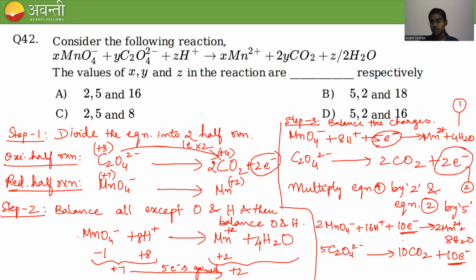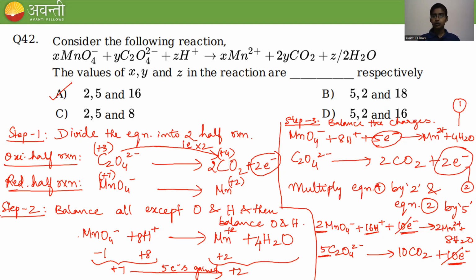So from these two equations, cancel the terms which are common to each other. That is, 10 electrons get cancelled and the remaining left hand side and right hand side parts are written. Okay. So we get MnO4 minus having the coefficient of 2, C2O4 having 5 and H plus having 16. So 2, 5, 16 will be the coefficients of X, Y and Z for this question. So option A is the correct answer. Coefficient of X is 2, Y is 5 and Z is 16. Okay.